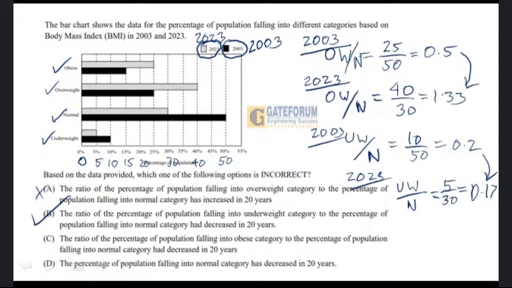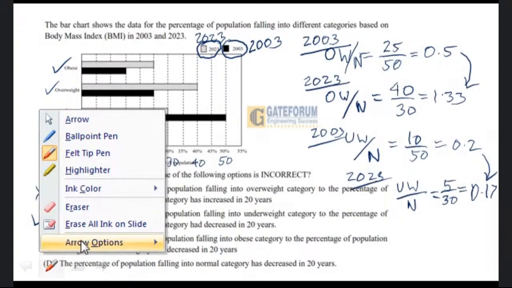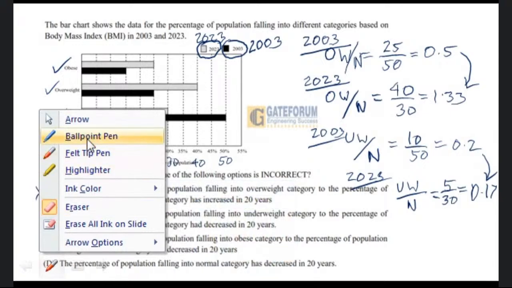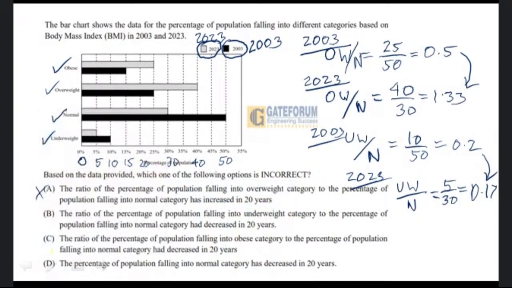So naturally, no more necessity to go ahead and find out. Oh no, we have to find the incorrect one. My apologies. I just forgot we had to mention the incorrect one. So this is correct. So this is not our desired option. We have to find which one is incorrect. Let us now go ahead to the next one.